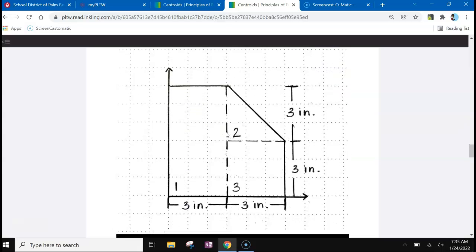So I'm just going to scroll down here. We took that same shape. We're going to go through here. We took that same shape. We broke it into 3 sections: a rectangle, a triangle, and a square.